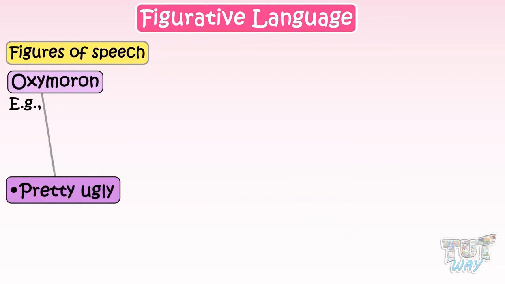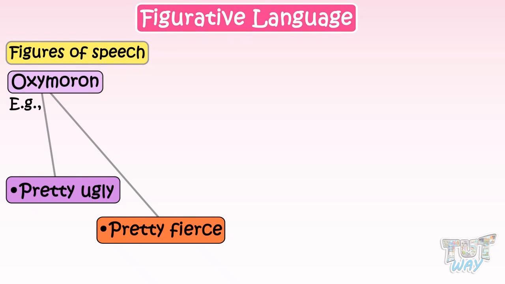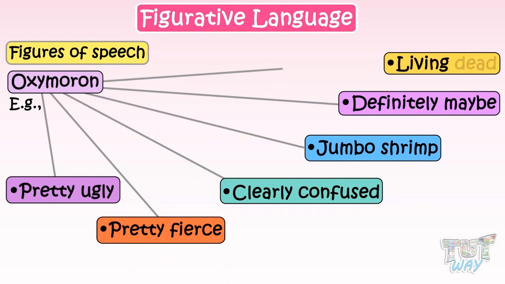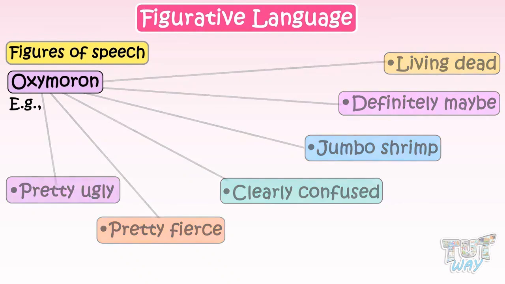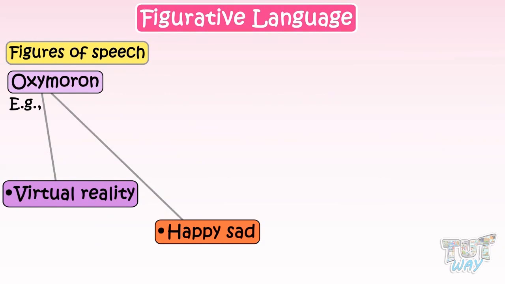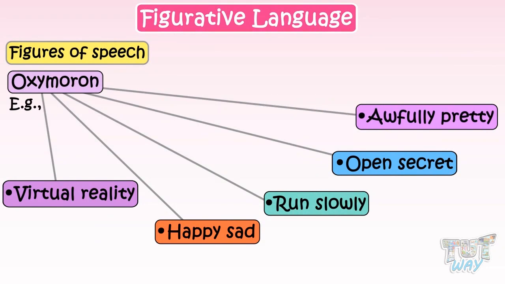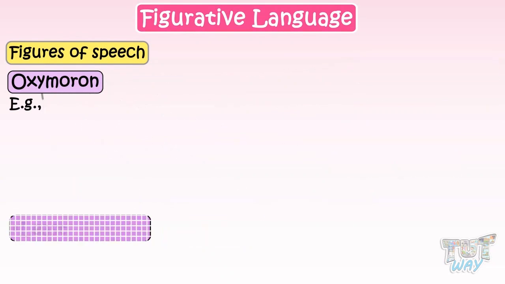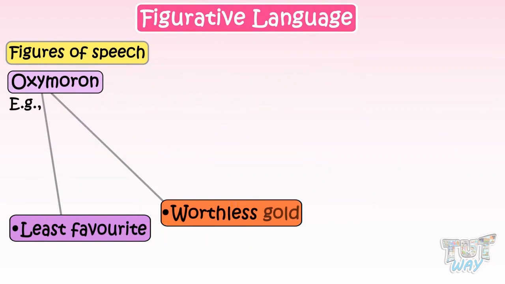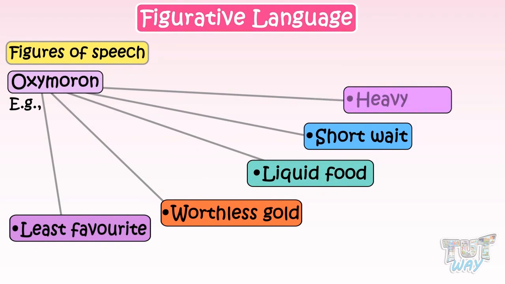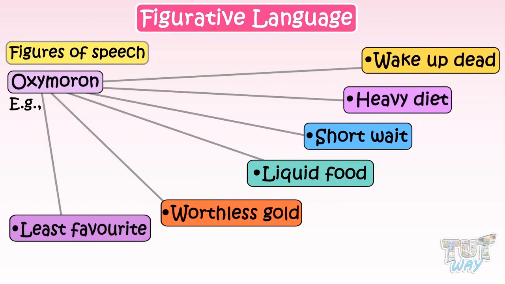Pretty ugly, pretty fierce, clearly confused, jumbo shrimp, definitely maybe, living dead, virtual reality, happy sad, run slowly, open secret, awfully pretty, typically weird, least favorite, worthless gold, liquid food, short wait, heavy diet, wake up dead. So these are pairs of opposites that are used together to create a drama for reader.